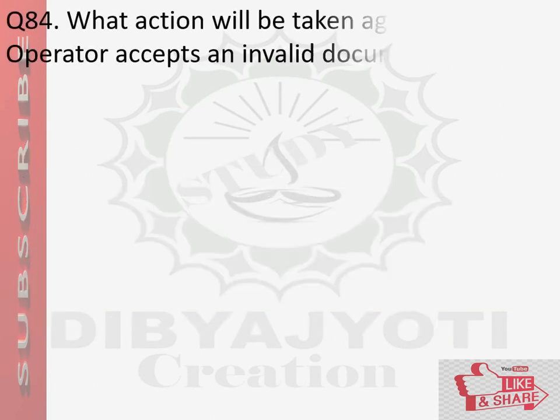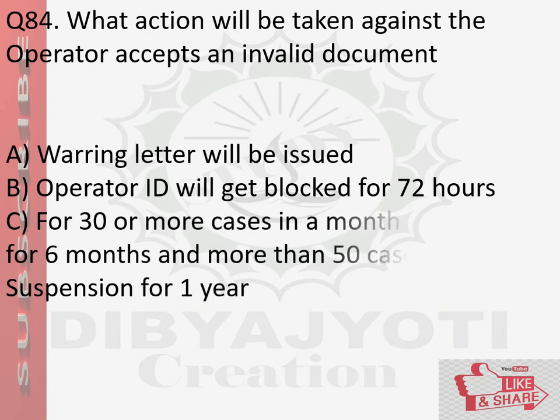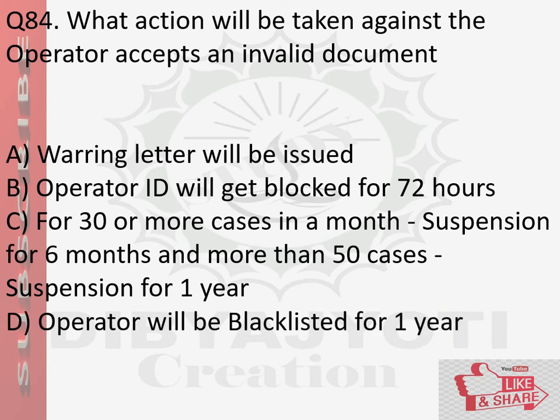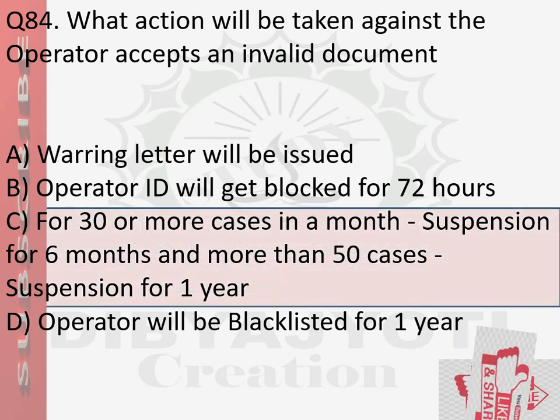Next, what action will be taken against the operator who accepts an invalid document? Options are: warning letter will be issued; operator ID blocked for 72 hours; option C, for 30 or more cases in a month, suspension for 6 months, more than 50 cases, suspension for 1 year; and option D, operator will be blacklisted for 1 year. And the answer is option C: for 30 and more cases, 6 months, and more than 50, 1 year.